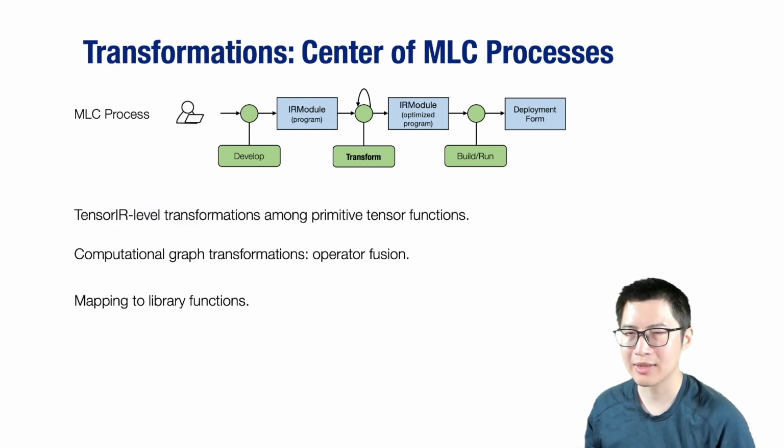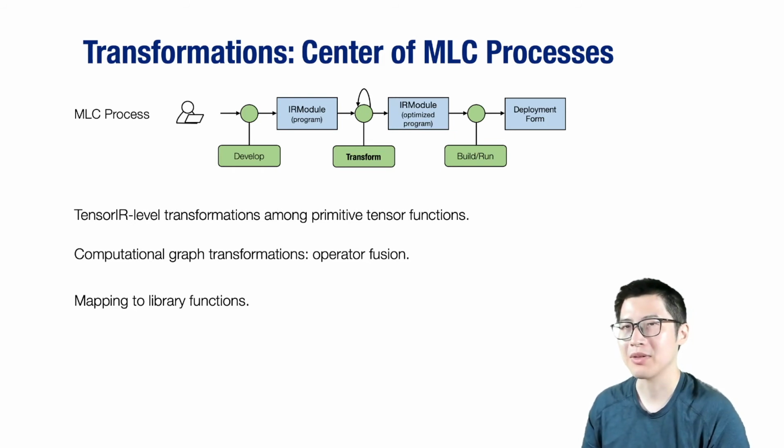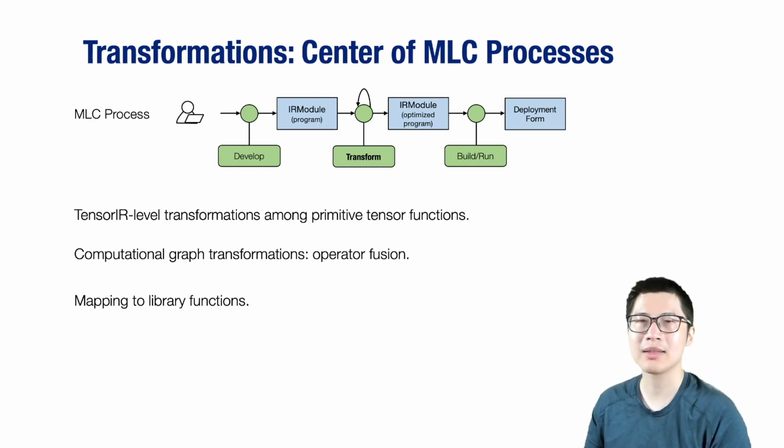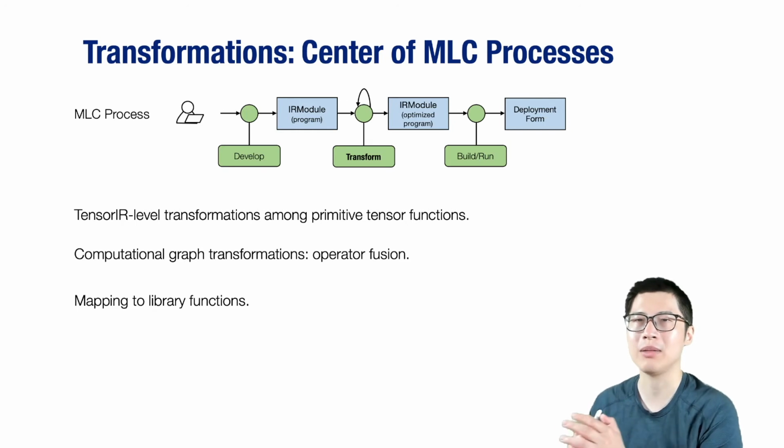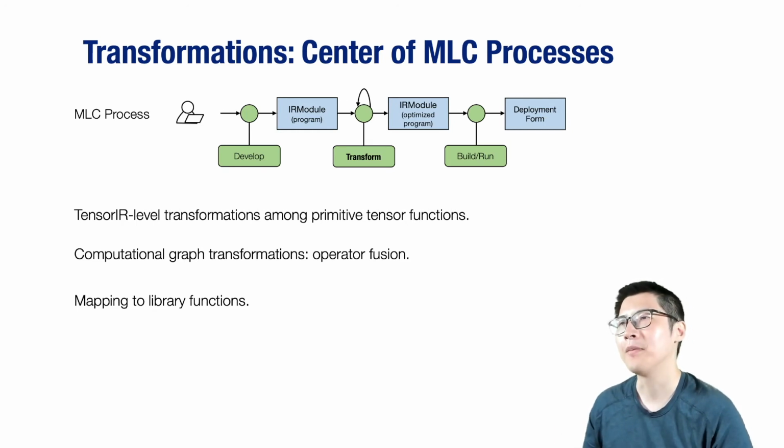Once we have a noun, the next thing, of course, is a verb, right? We want to be able to transform across IR modules, because an IR module contains the ability to represent tensor functions, library functions, as well as computational graph high-level operators, and also calls among them. We can take an IR module and run it through different transformations. A lot of the machine learning compilation process now becomes just a transformation from one IR module to another IR module. I will give a few examples that we have learned in the course.